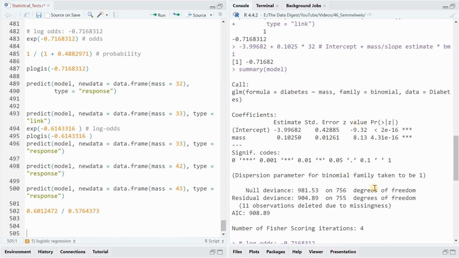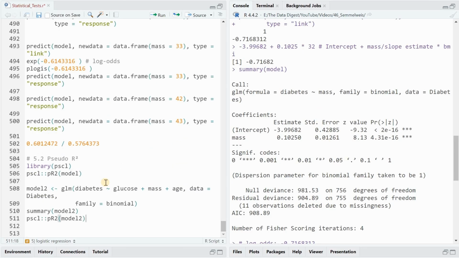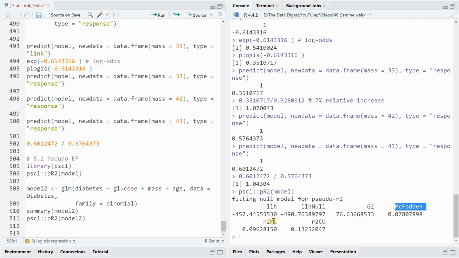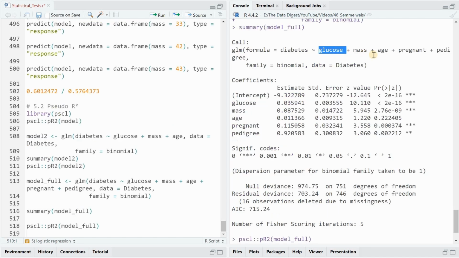As you saw, the model summary does not give you an R² of how well the model does, but there's a way around that. With the pscl package, you get values like McFadden or R² maximum likelihood estimates that resemble the variance explained by our logistic regression model, and it says that BMI roughly explains 8 to 10% of the variance. If we include more variables like glucose level, which is highly linked to diabetes, but also age, pregnancy and pedigree, estimates from family history of diabetes, you see that most of these variables have predictive power.